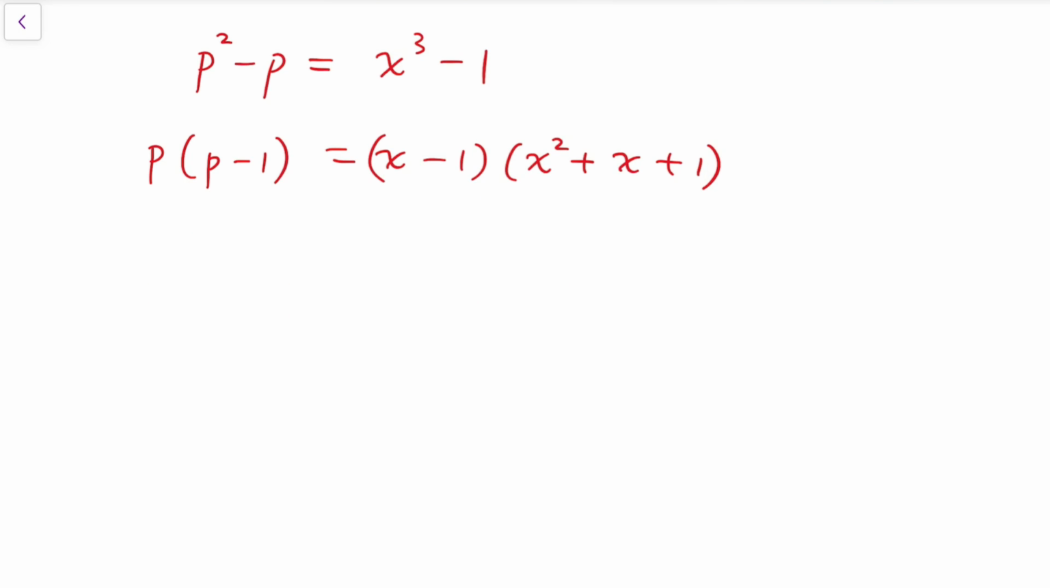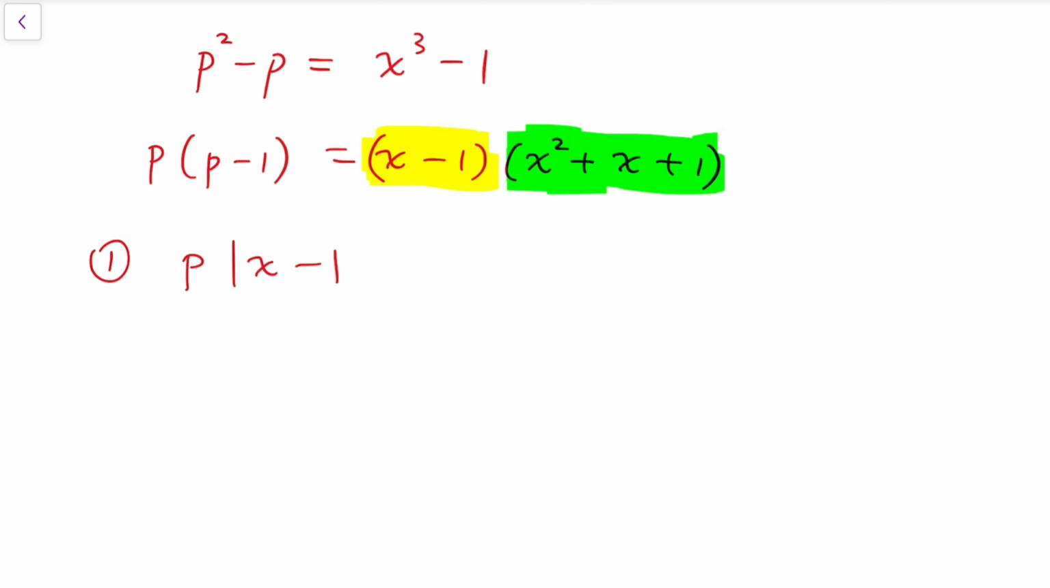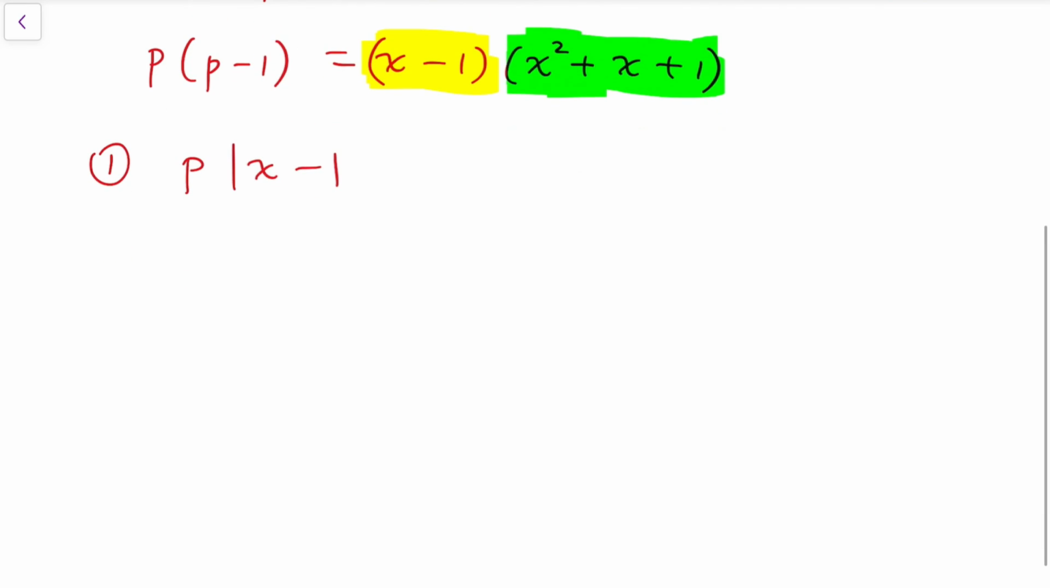Now, since p is a prime number, that means it divides at least one of these two expressions, x minus 1 and x squared plus x plus 1. Of course, p can divide both, but I'll just separate the following into two cases. The first case would be that p divides x minus 1, and the second case would be that p divides x squared plus x plus 1. That would cover everything. So for this case, if p is a factor of that, then for the products on both sides to be equal, we must have x squared plus x plus 1 on the other hand to divide p minus 1.